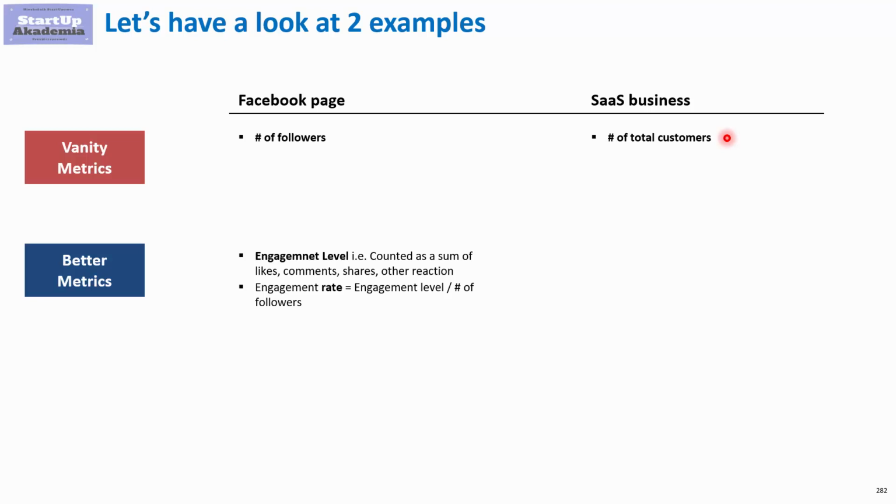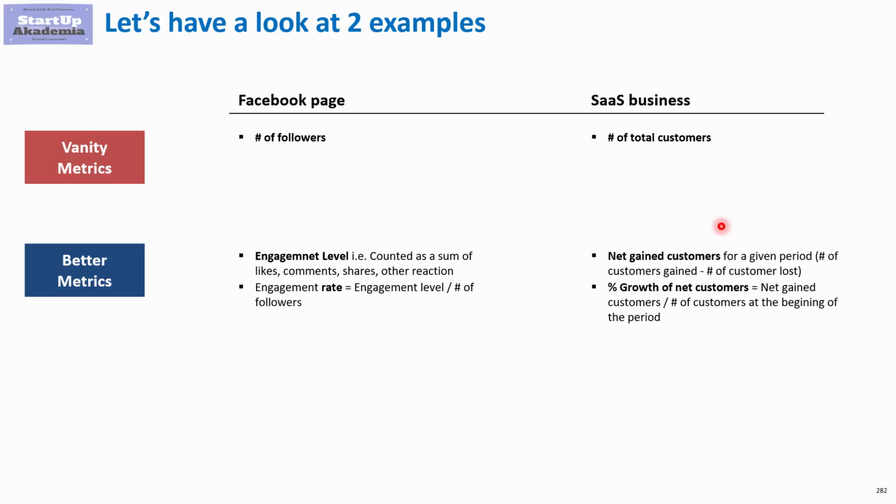So a much better metric would be looking at the net gained customers. So how many customers you have gained during the period. And here we usually look at the difference between the customers gained and the customers lost. An even better metric would be the net gained expressed as a percentage of the current base.